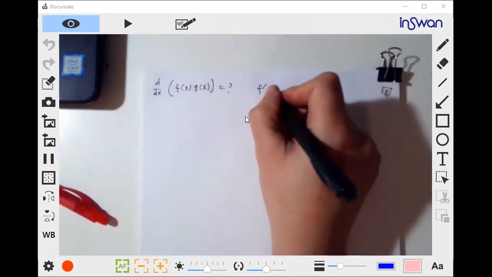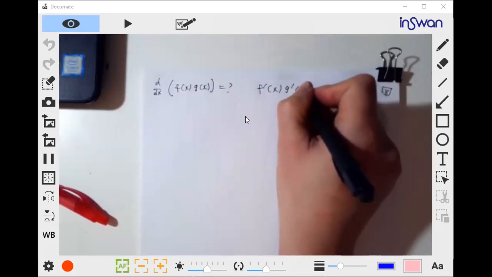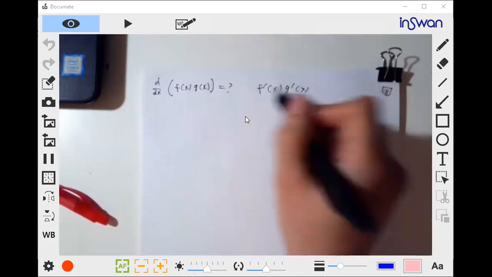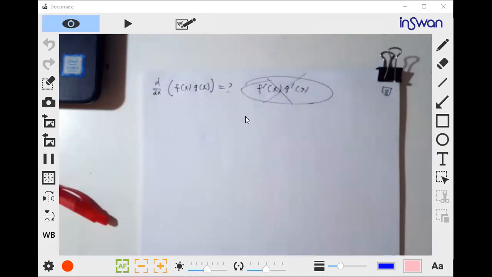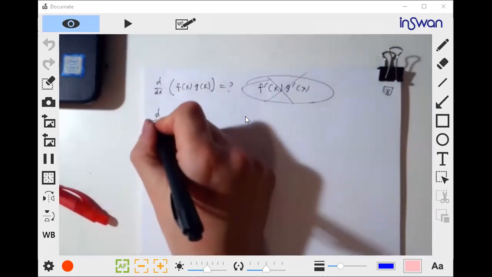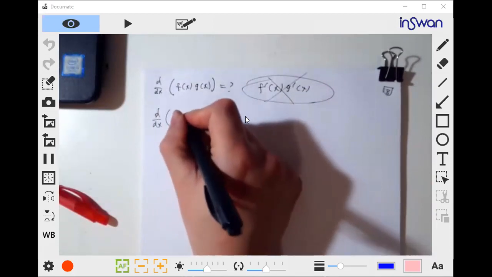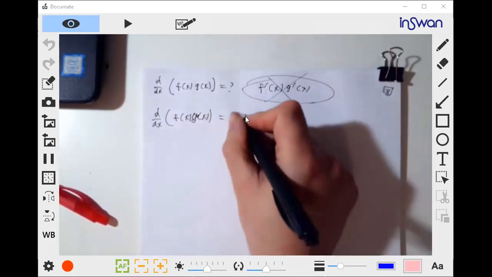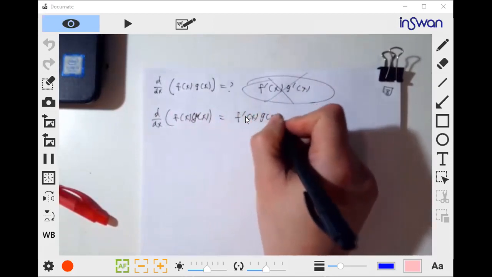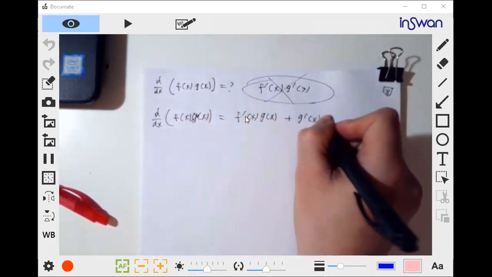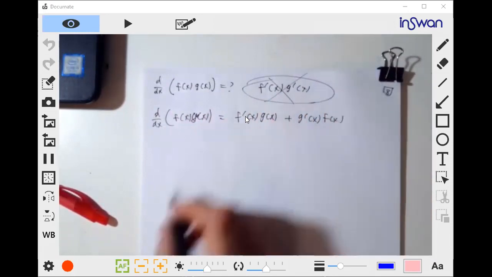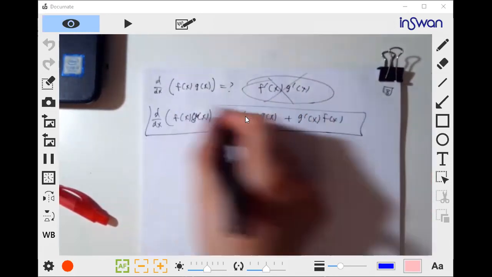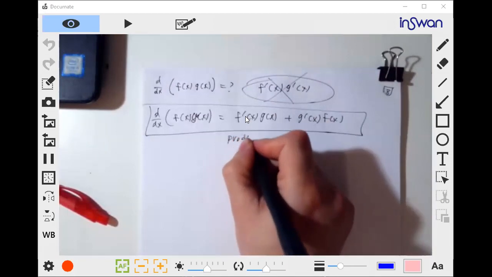Many students will hypothesize that this is true, but this is not true. Actually, d dx of f of x times g of x is this: f prime of x, g of x, plus g prime of x, f of x. This is the true rule, called the product rule.